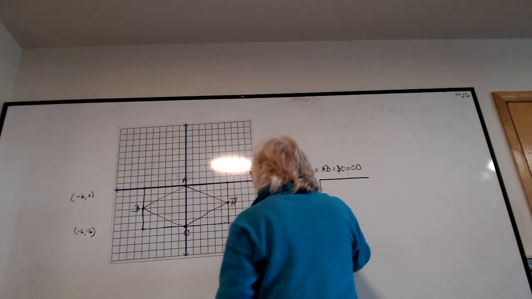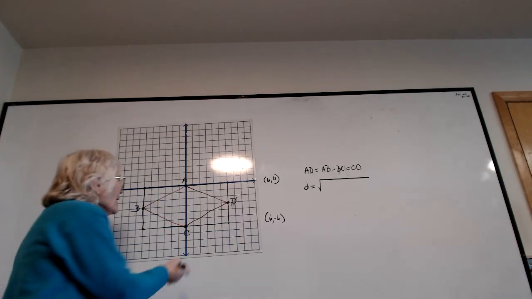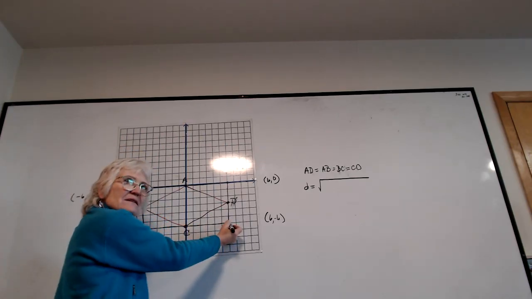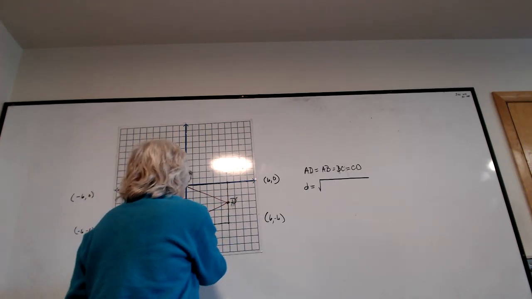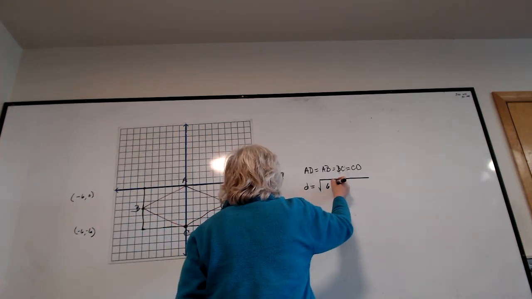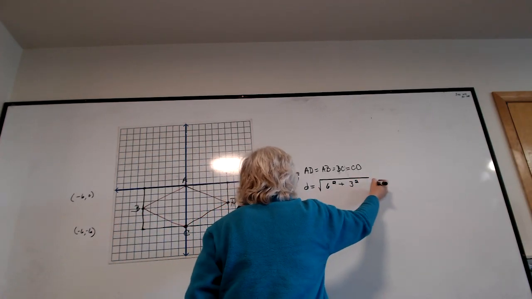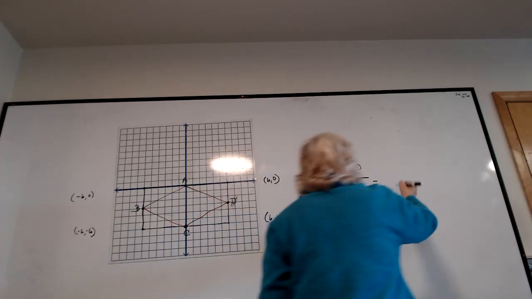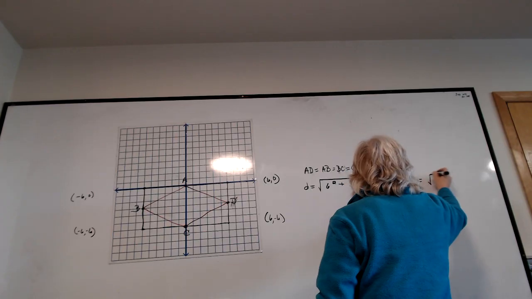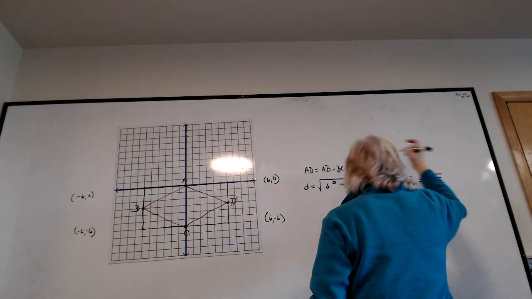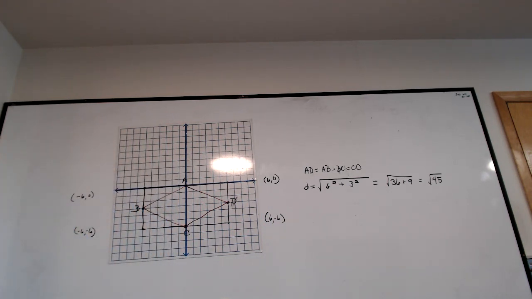We have the triangles already, so you would take the length squared plus the height squared of each triangle. My length is 6 squared plus my height is 3 squared, so that's 36 plus 9, which is equal to the square root of 45. We're just going to leave it as square root of 45 right now. It's not a perfect square.